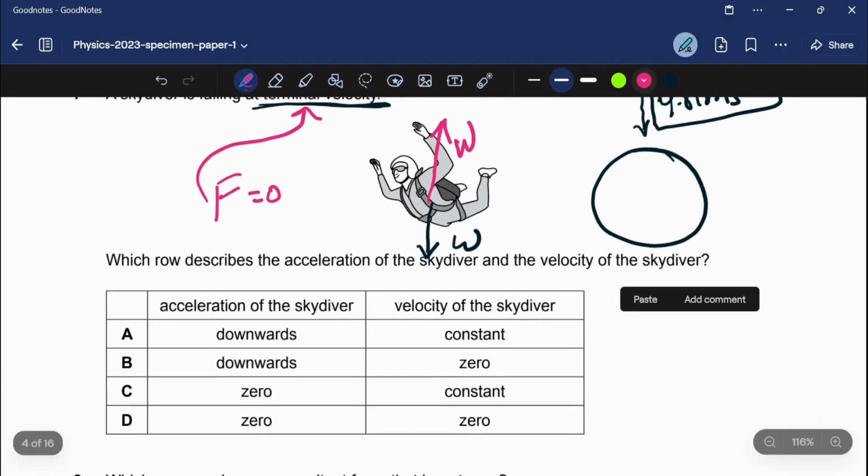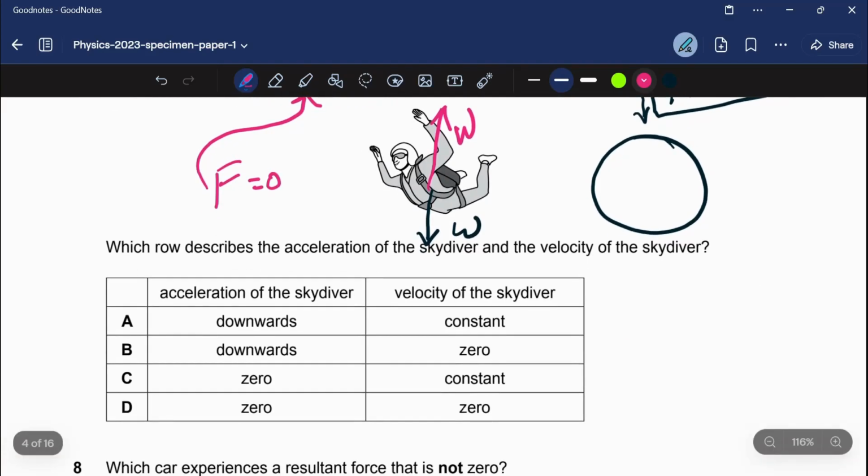Now we know that, okay, so which row describes the acceleration of the skydiver and velocity of the skydiver? So we know that the acceleration is zero when the terminal velocity is achieved, and the velocity will remain constant. Okay, so the correct option is acceleration is zero, and so C.